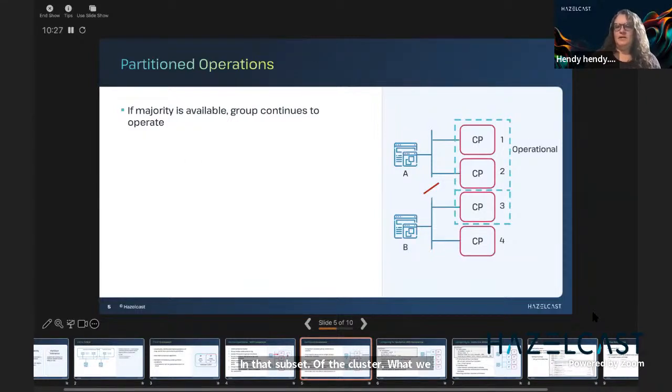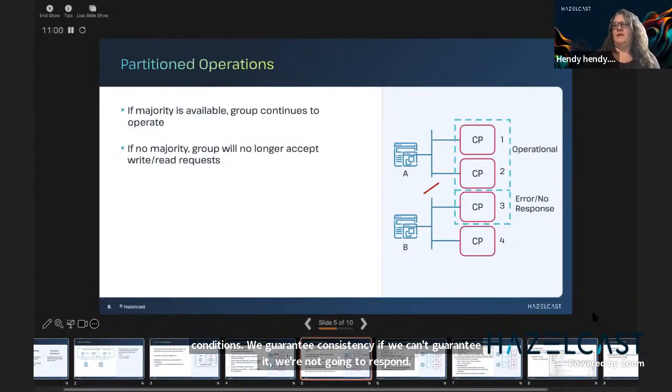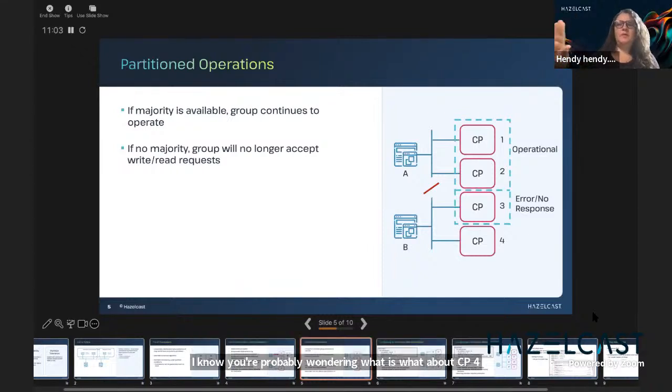We are still able to guarantee that there is consistent data in that subset of the cluster. What we can't do is with the solo client, because he's got no majority, he's got nobody he can agree with. That part of the CP subsystem will not respond to requests for data, will not respond to any writes. It's just, I can't, I'm a minority member. So that's the difference under those partition conditions. We guarantee consistency. If we can't guarantee it, we're not going to respond. Now, I know you're probably wondering, what about CP4 down there? What is he doing? We'll get to that.